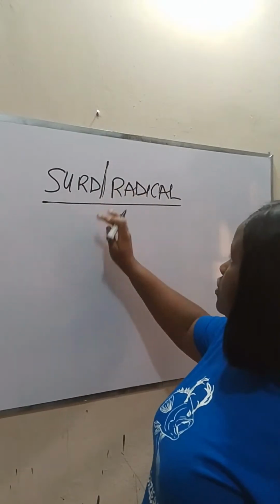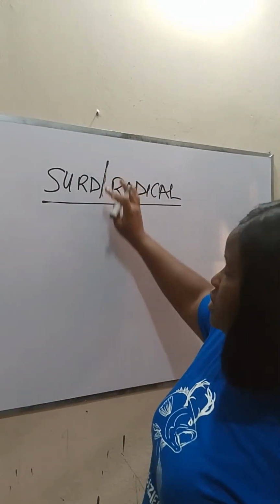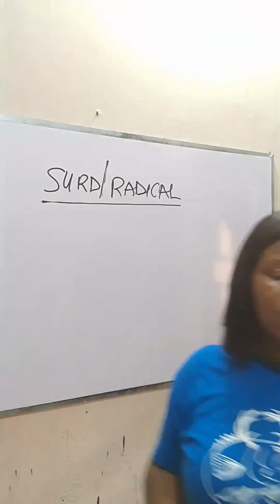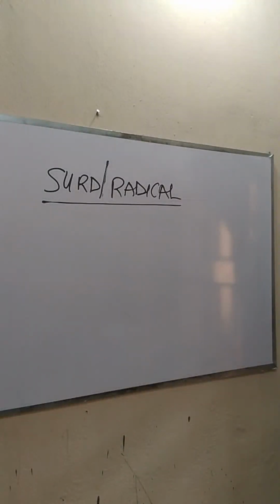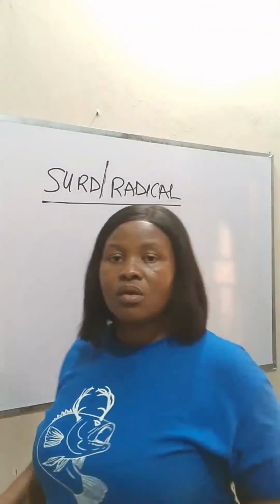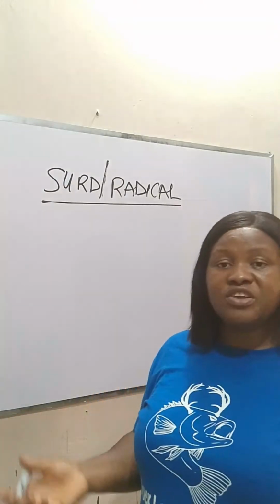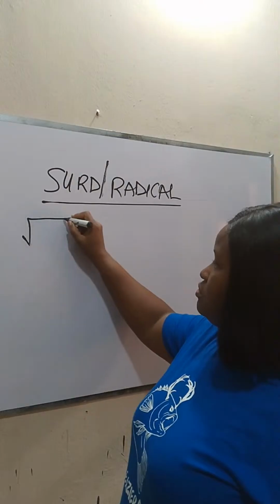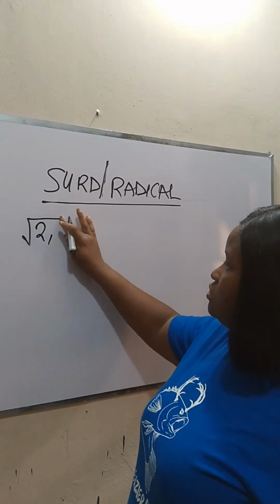So today I want us to learn everything about radicals. In some places it is called surd, and in some places it is called radical. So let's talk about expressions and operations with surds. What is a surd? A surd simply means square root. This is a surd.